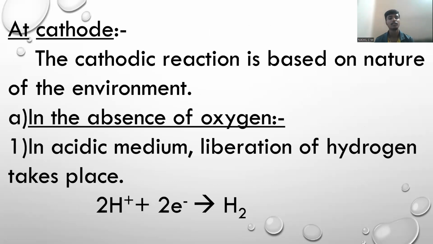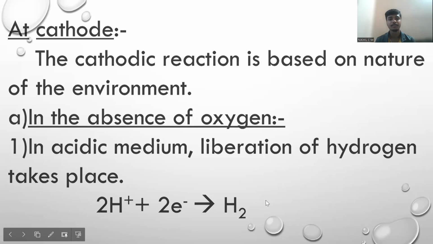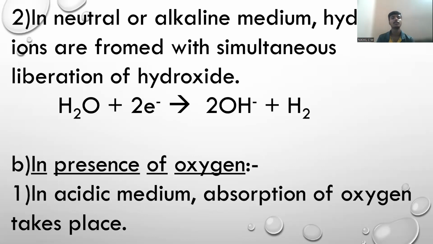Now let us discuss the cathode. At the cathode, the cathodic reaction depends on the nature of the environment. In the absence of oxygen, first, in acidic medium, liberation of hydrogen takes place: 2H+ plus 2 electrons gives H2. Second, in neutral or alkaline medium, hydroxide ions are formed with the simultaneous liberation of hydrogen: 2H2O plus 2 electrons give rise to 2OH minus plus H2.